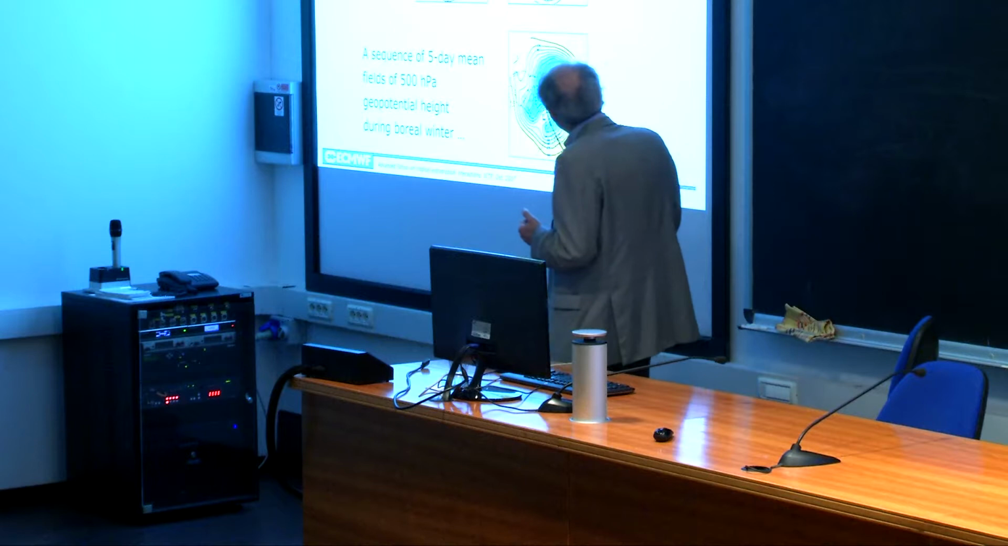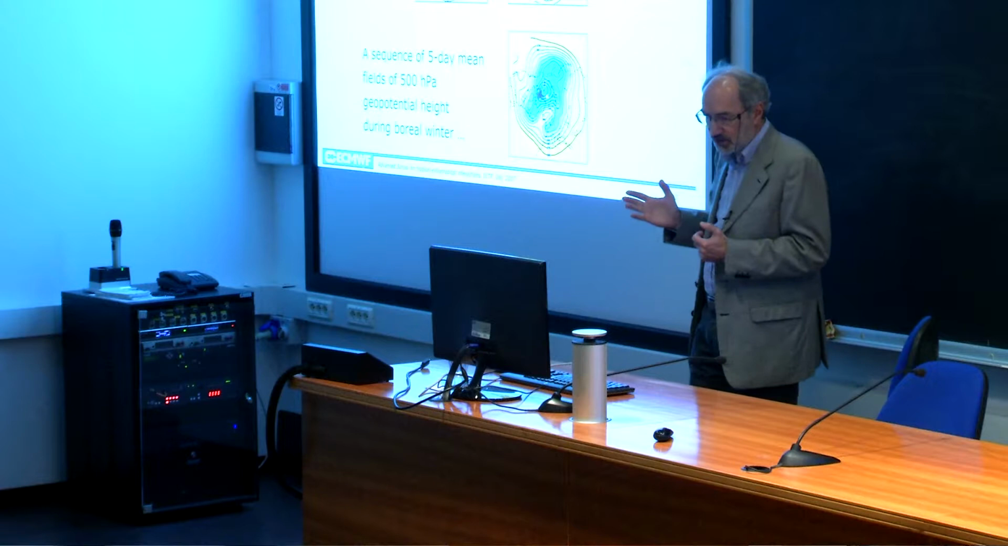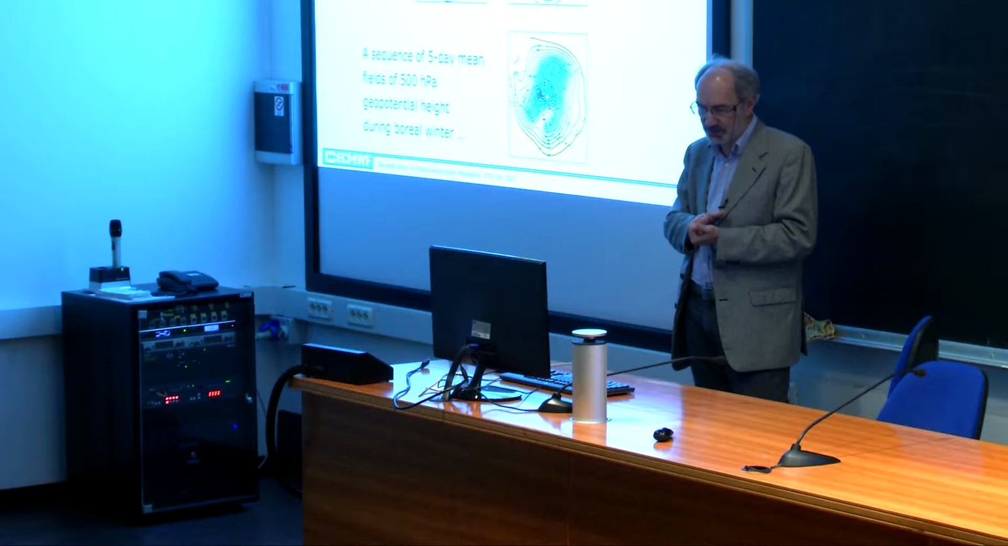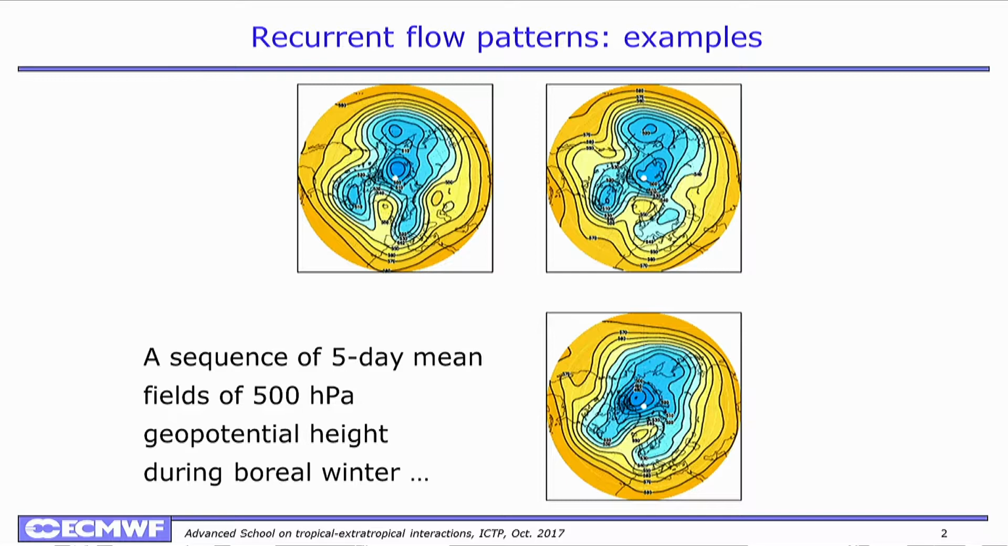To see some examples, you can look at the three maps in this slide. These are all maps of five-day mean fields of 500 hectopascal geopotential height during the winter in the Northern Hemisphere. For example, in this first map, you can see that the flow has very strong waves, a very strong ridge over the Rocky Mountains, a big trough over eastern Canada, a blocking high, a big trough over central Europe, and then again a blocking high here north of the Caspian Sea. So overall, a very wavy pattern.